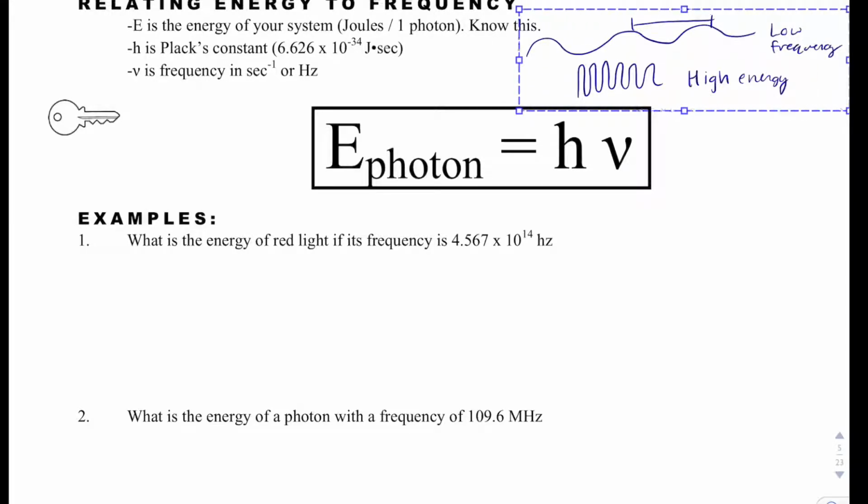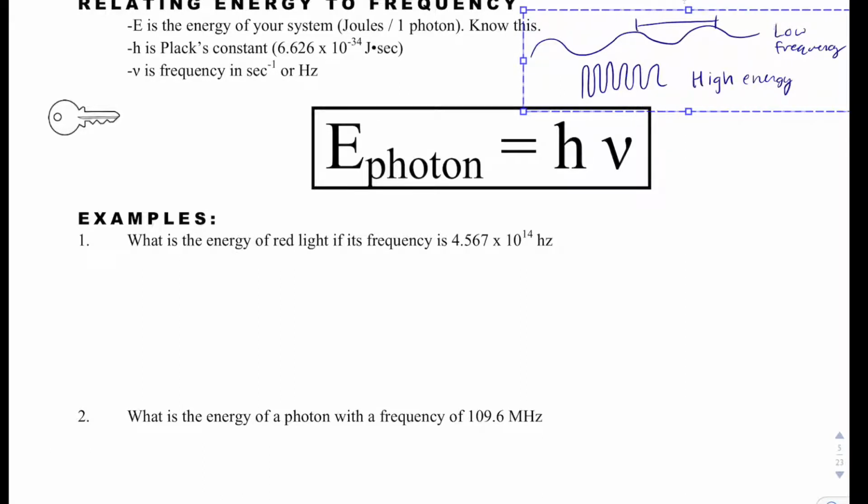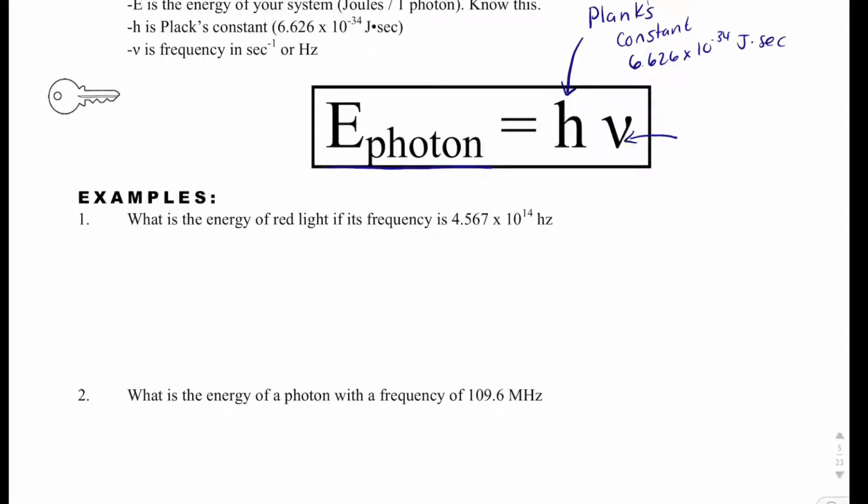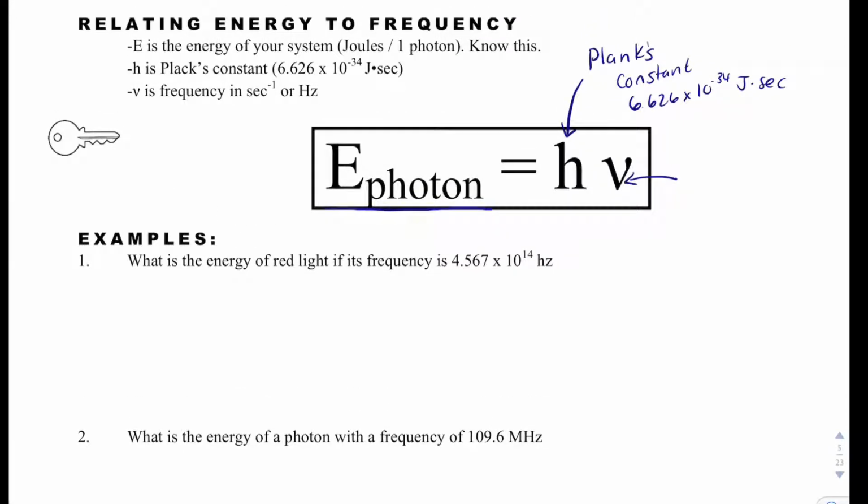And so there's an equation, and what it is that the energy of a photon, which is a particle of light, is directly related to a constant. This is called Planck's constant. And that is 6.626 times 10 to the minus 34 joules times seconds. And nu is not v, it's really nu, and that is frequency. And that needs to be in hertz.